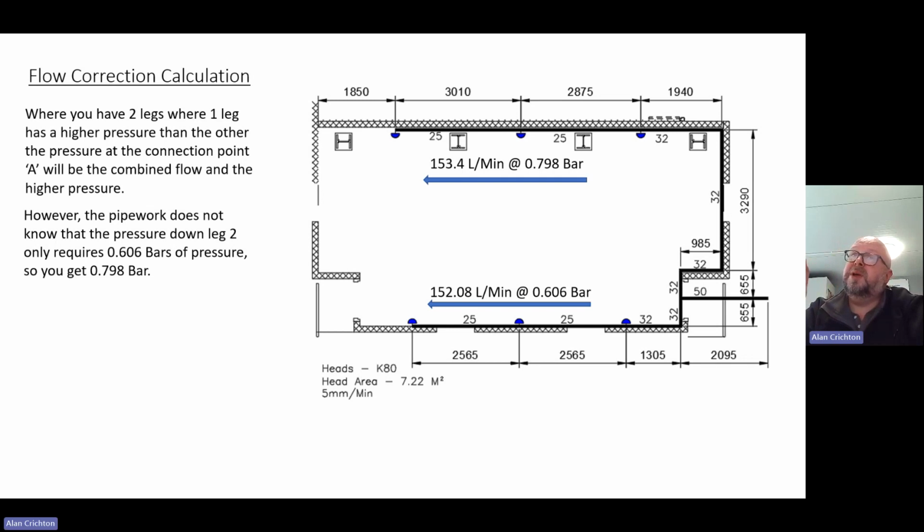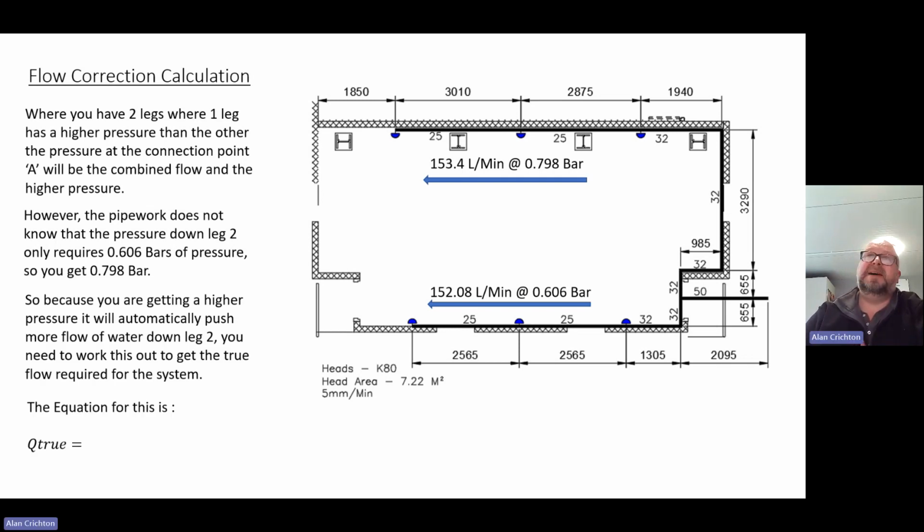Okay, so at that point, because we've got more pressure down there, and to get more pressure in a pipe, you increase the amount of volume of water in that pipe, so it squeezes more in. And when you're squeezing more water in, when the heads go off, more water comes out. So more pressure equals more flow. Okay, so what we need to do is work out what the actual flow is coming down this leg. Therefore, flow correction.